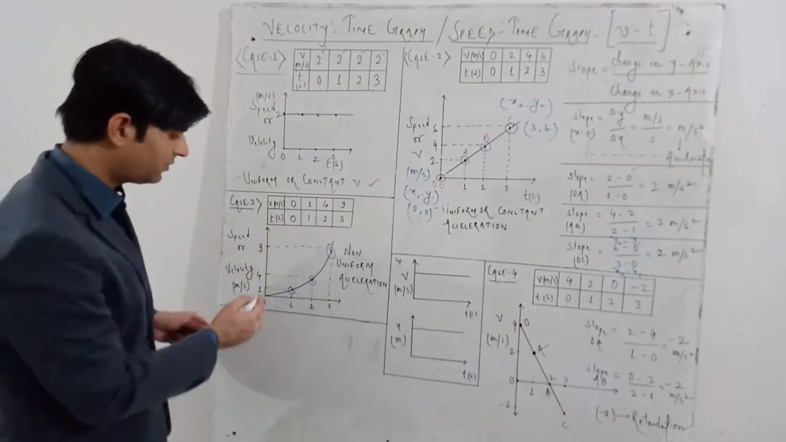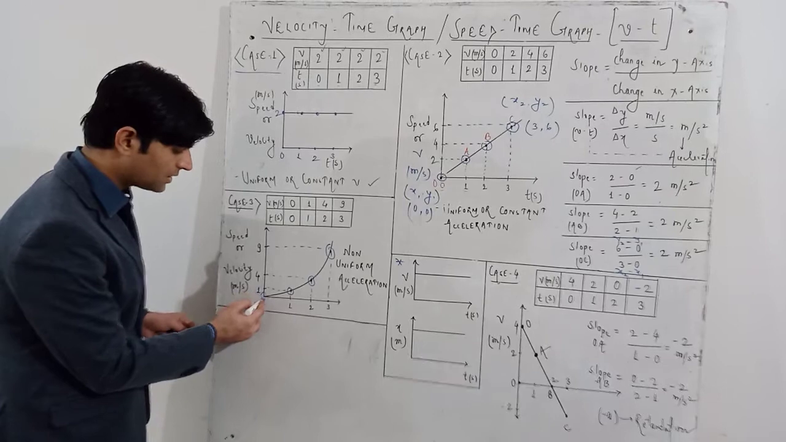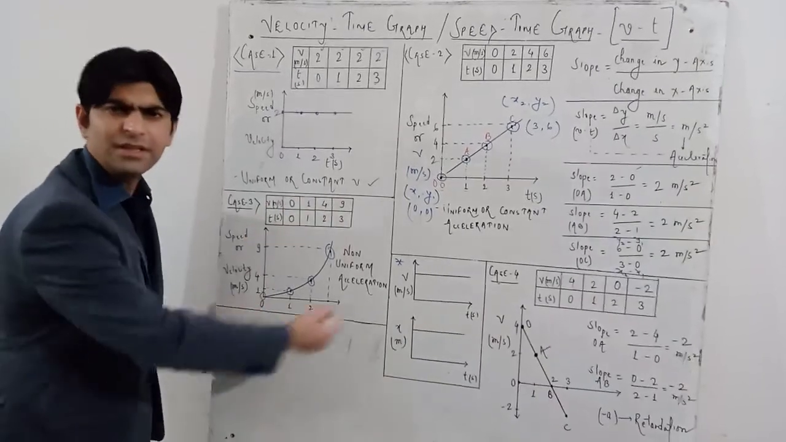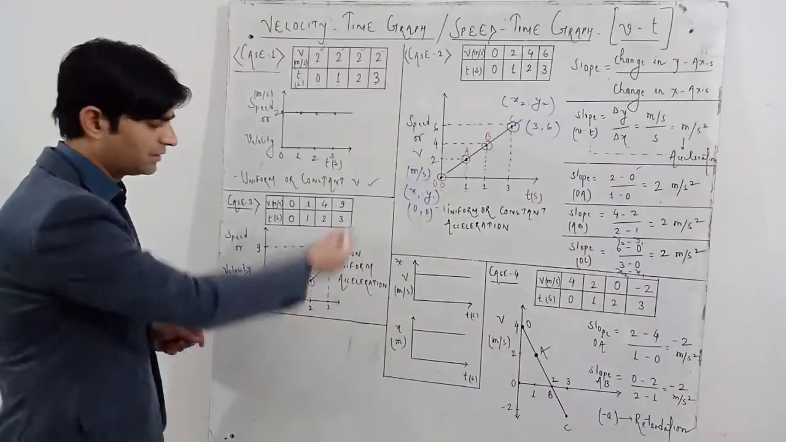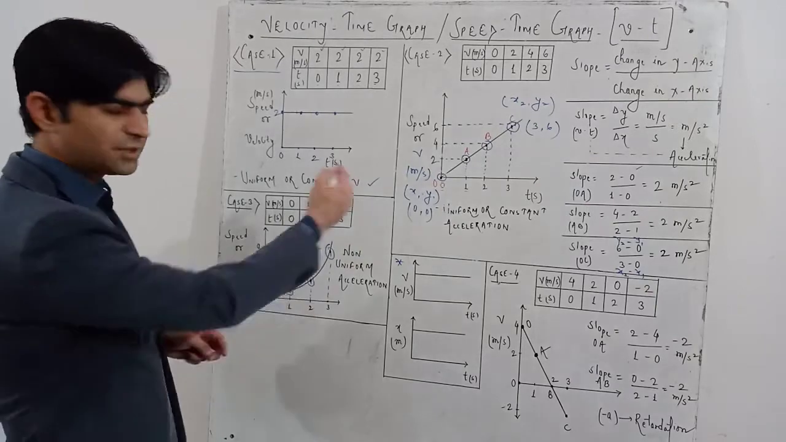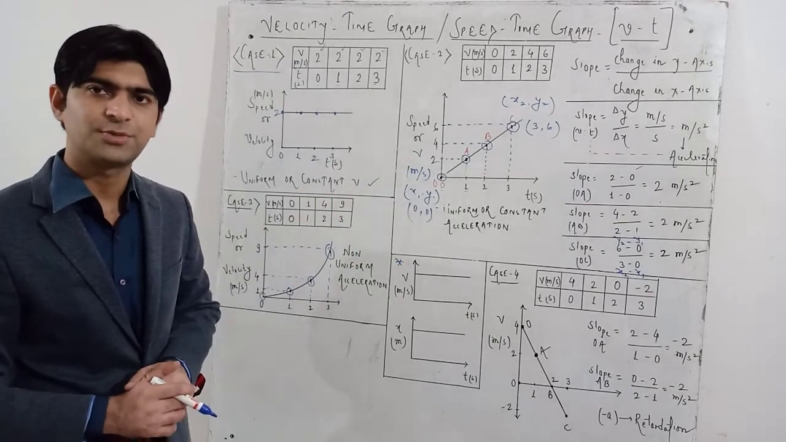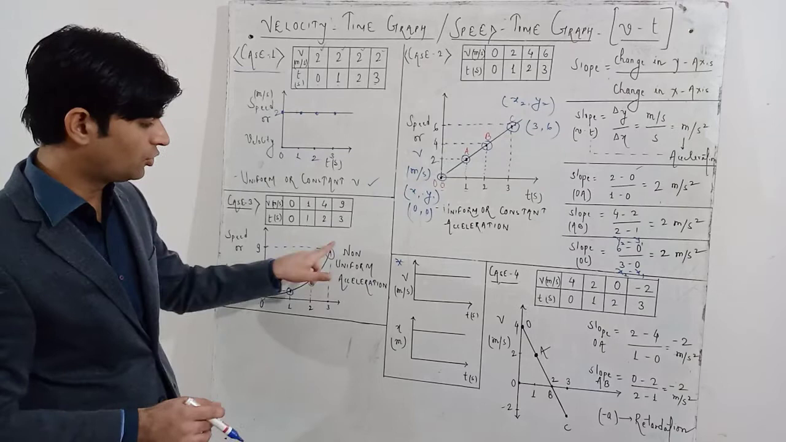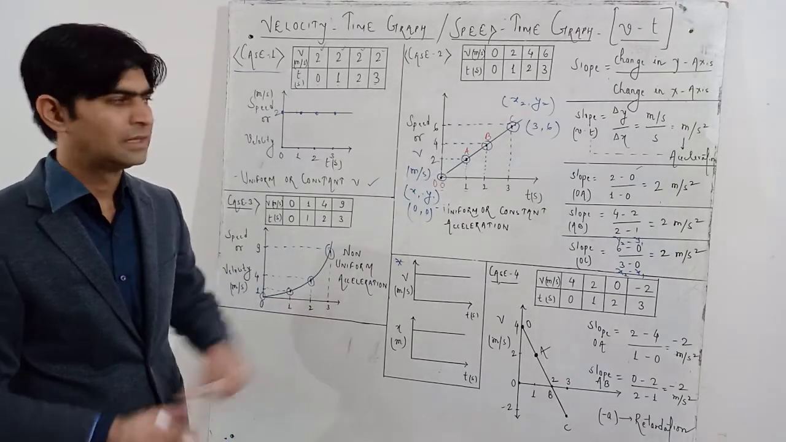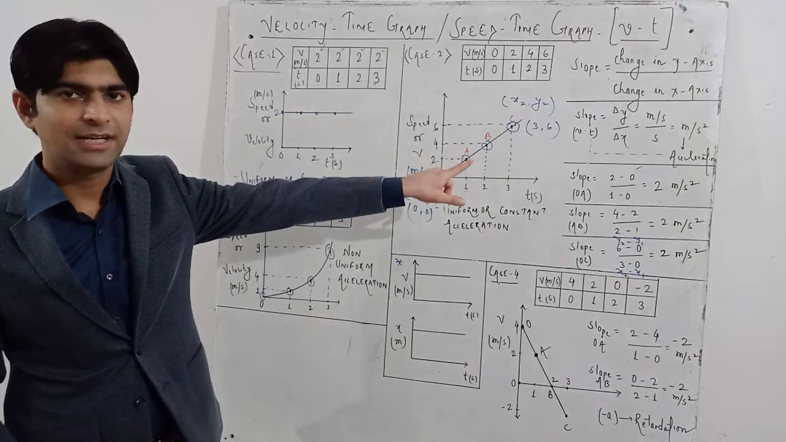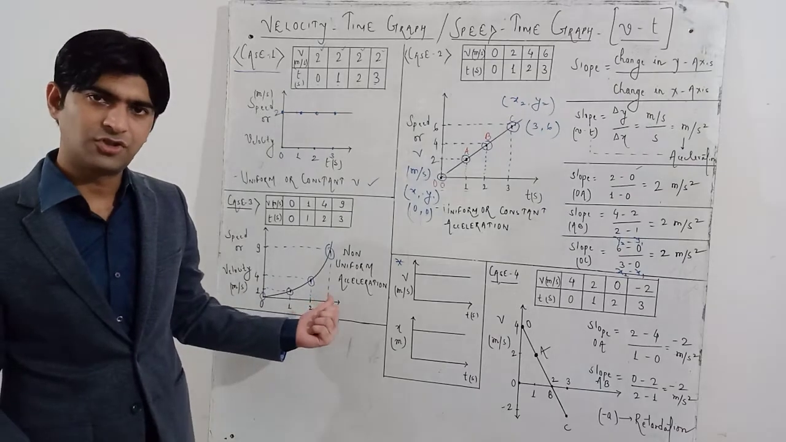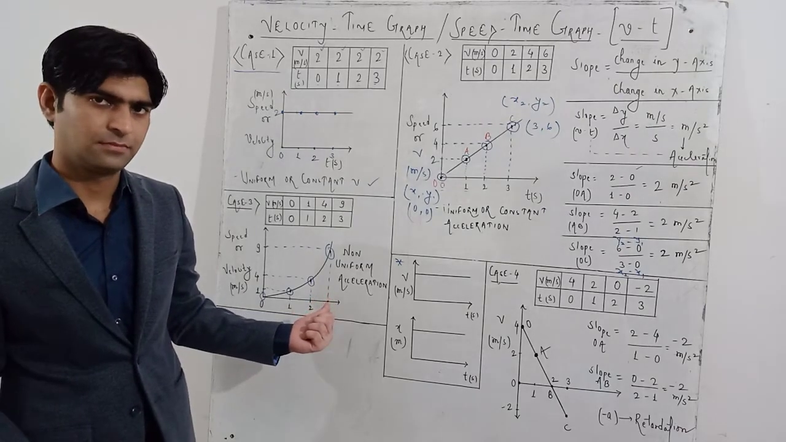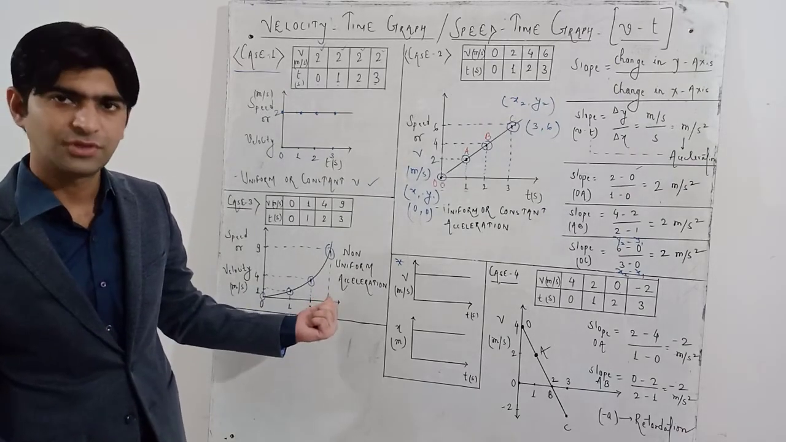So if you plot this graph and join the points with a free hand, you will get a curved graph. The curved velocity time graph or the curved speed time graph indicates non-uniform acceleration. Straight line indicates uniform acceleration, curved indicates non-uniform acceleration. So this is case number 3.